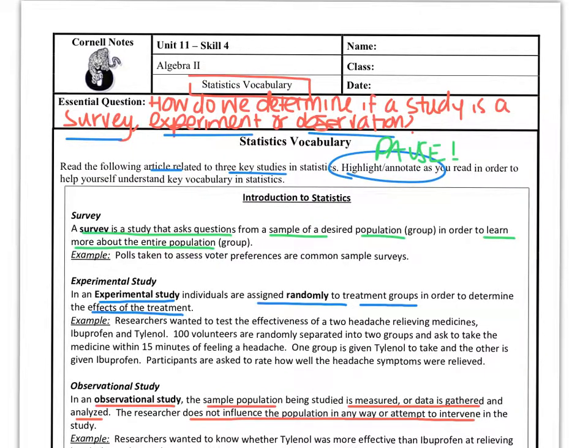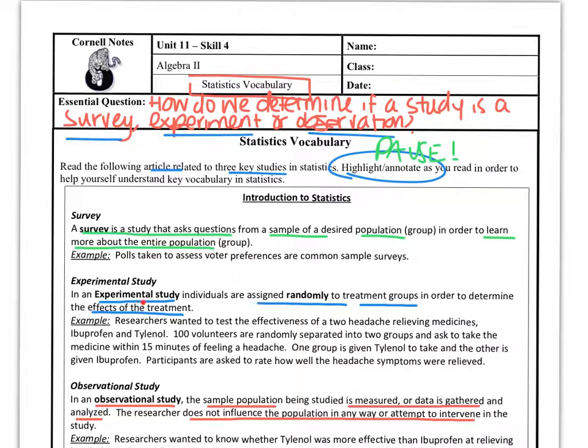Okay, so as you can see, I've got things in red, green, and blue. So first off, a survey is a study that asks questions from a sample population, and often that's referred to as a group, in order to learn more about the entire population. So there's two different groups. We have a sample population and we have the entire population. So if we do a survey, we're hoping to learn more about the entire population, because we're not going to survey the entire population. That's just too many people, depending on what the type of group is.